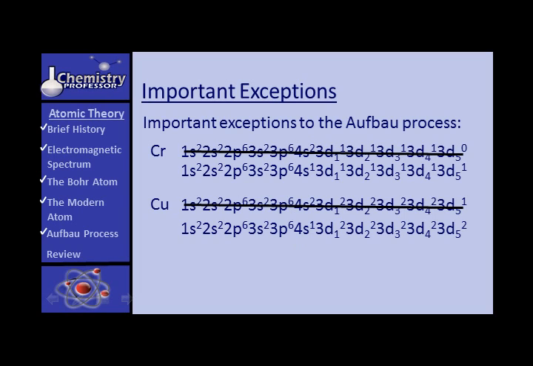Let's let you try one now. Try silver. How should silver's configuration look? Silver has an atomic number of 47. So put 47 electrons in. Pause the video and do that. And then come back and I will show you what seems to be the best way to do that.